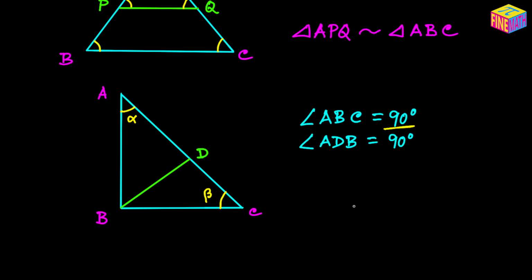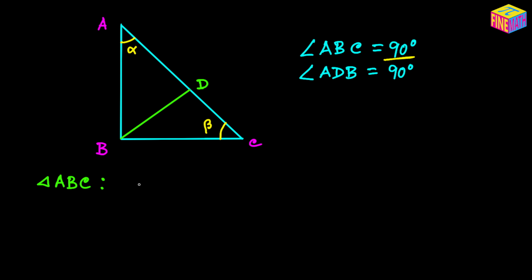So now we are talking about these three triangles, the triangles ABC, ABD and BDC. For triangle ABC, we can say that alpha plus beta is equal to 90 degrees because it's a right triangle. It already has another 90 degree angle. That means these other two angles would total 90 degrees. That way the total amount of internal angles would be 180 degrees. Now let's talk about the triangle ABD.